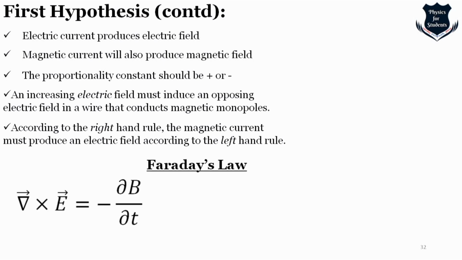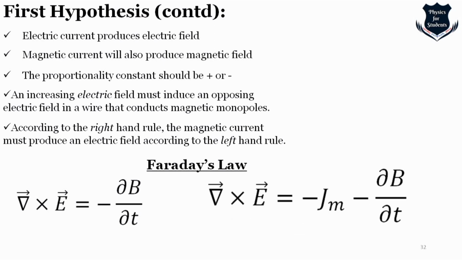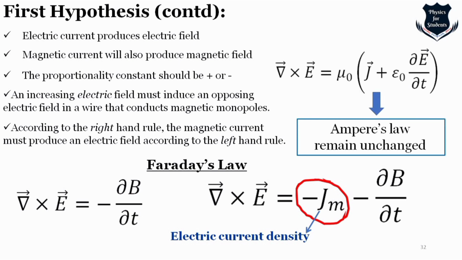So what we get is that because the changing electric field induces a magnetic field according to the right-hand rule, the magnetic current obviously produces an electric field according to the left-hand rule. So here is Faraday's law, the original Faraday's law, which is being changed to this. And what is this? This is the electric current density. All the differential parts of magnetic field and time remain the same, and we have just added what is called the electric current density. And obviously Ampere's law remains unchanged, right?